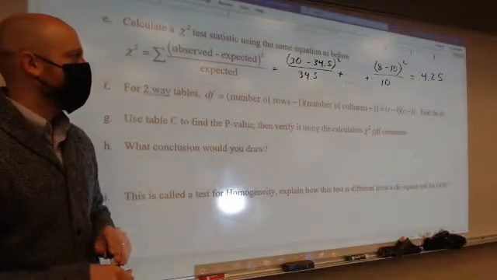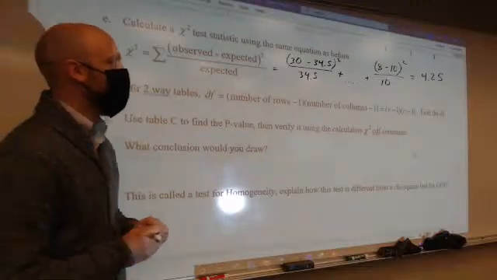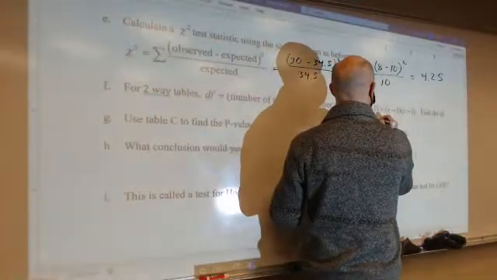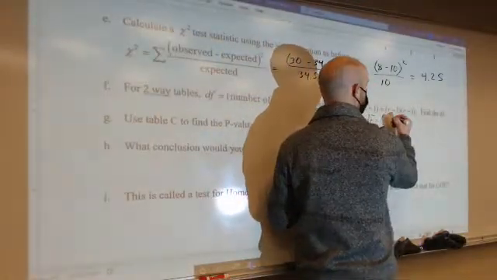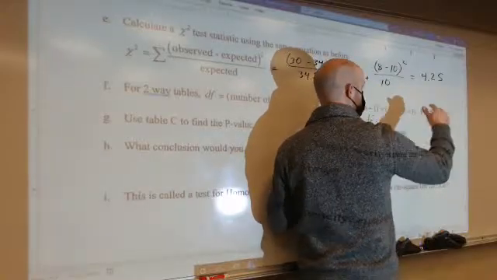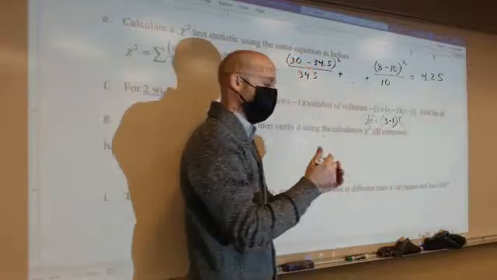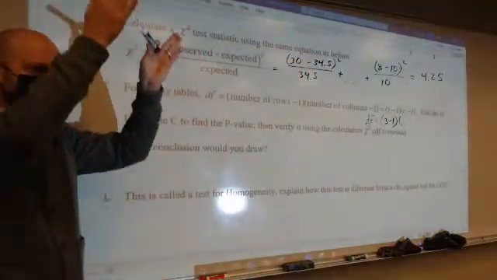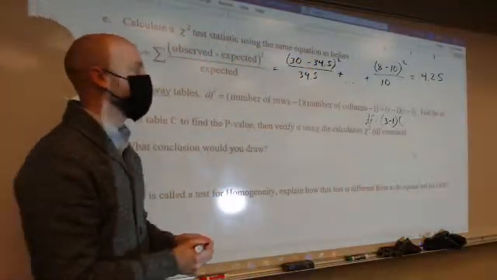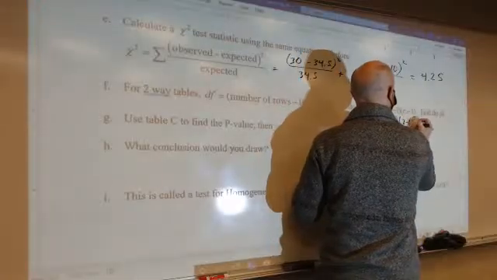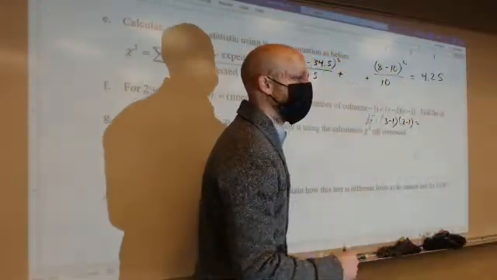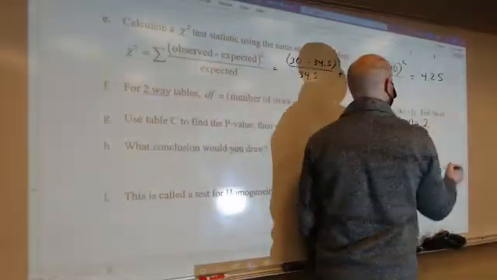So for us, to find the degrees of freedom, we have 3 rows, that's this way. We have 3 rows, and we have 2 columns. Remember, columns are like the columns of a building. They go up and down like the columns of a building. We have 2 columns. So our degrees of freedom is 2 times 1, which is 2.